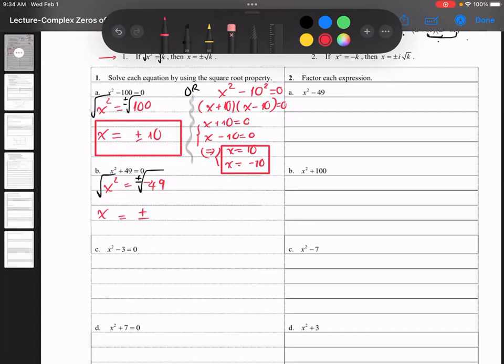So the square root of -49, I can rewrite it as the square root of -1 times the square root of 49. Well, the square root of -1 is i, and then the square root of 49 is 7. So 7i. Okay, I think these are review, right? Let's just review.